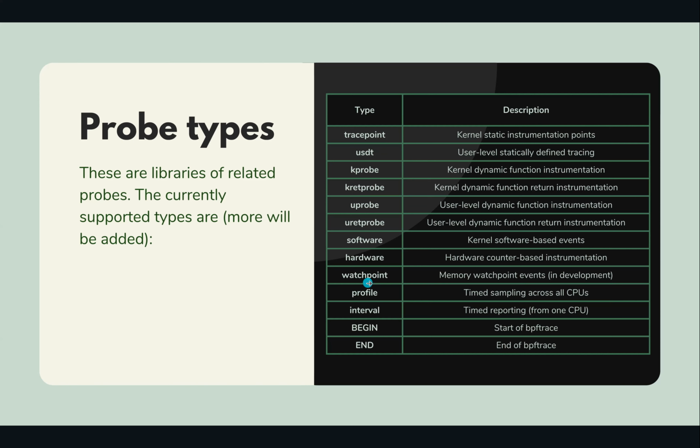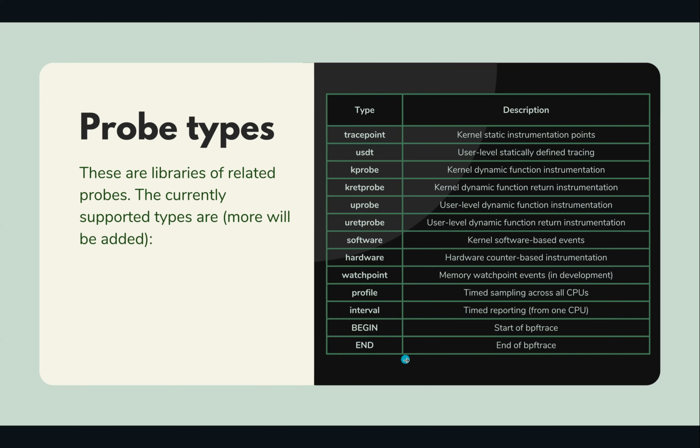These are watchpoints. Memory watchpoints are nothing but events the kernel generates whenever a memory address is written, read, or executed. Profile and interval would be used if we want to see performance related to a CPU core or a thread. BEGIN and END are just common probes that we want to run at the beginning and ending of the bpftrace script.